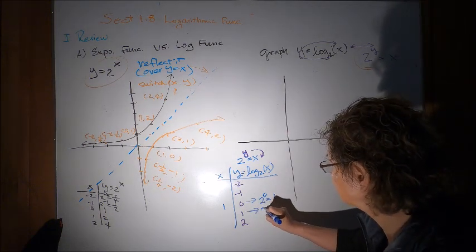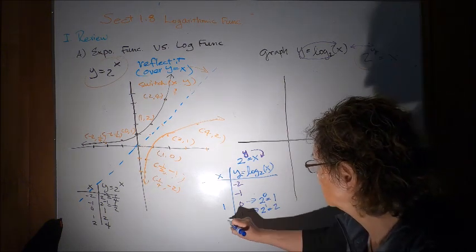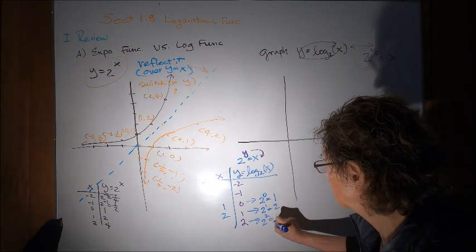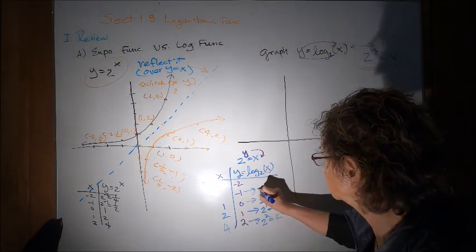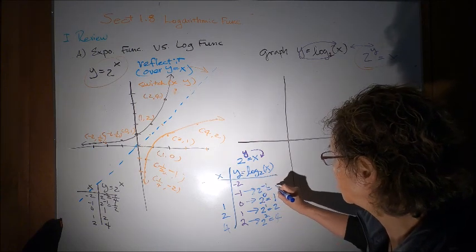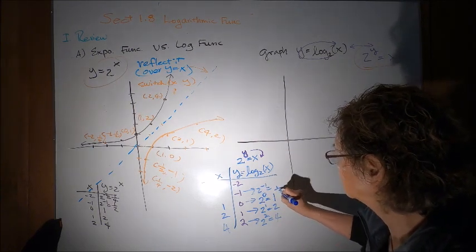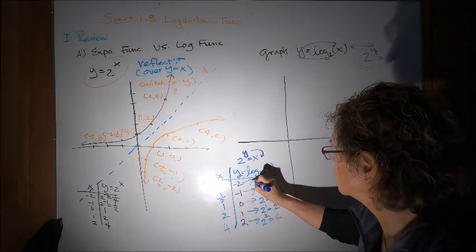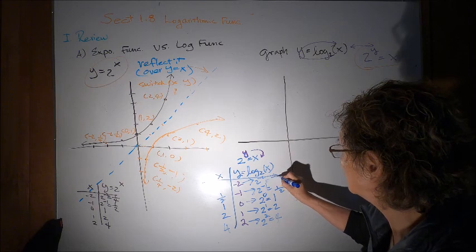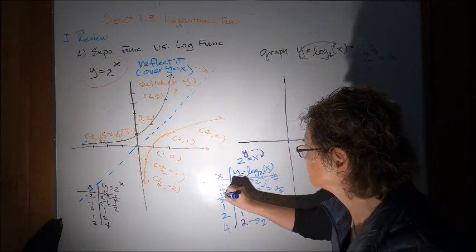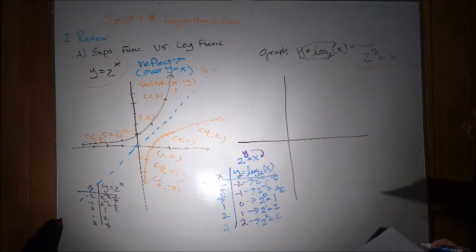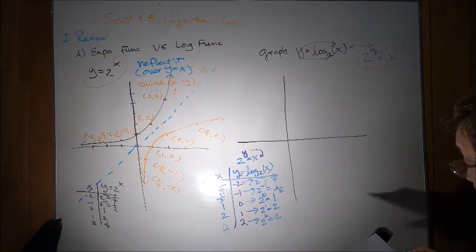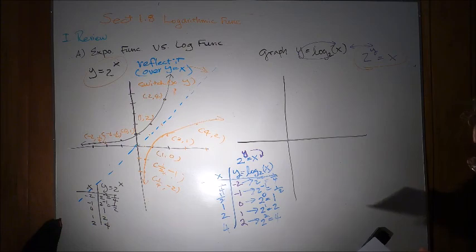Then 2 to the 1 power is what? 2. 2 to the 2 power is what? 4. 2 to the -1 power is what? 1/2, right? So we go backwards. So 2 to the -2 power is 1/4. Okay, that's one way to look at it.